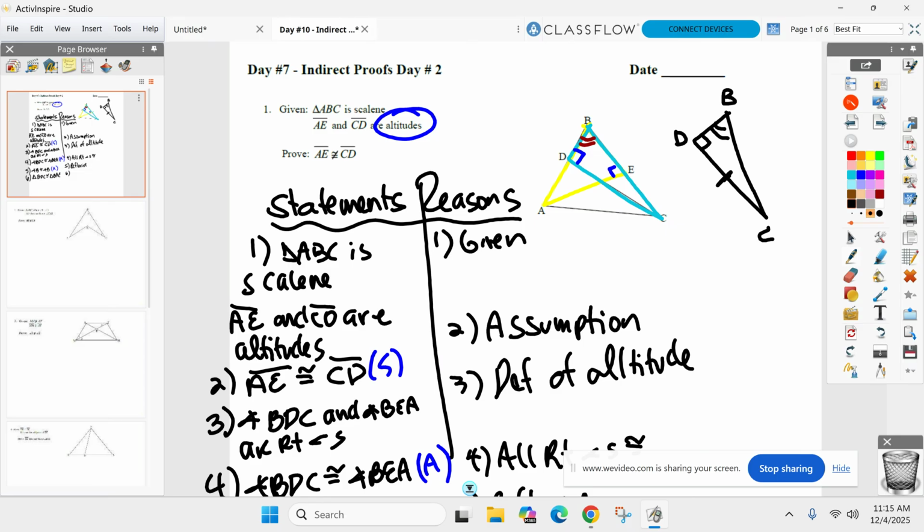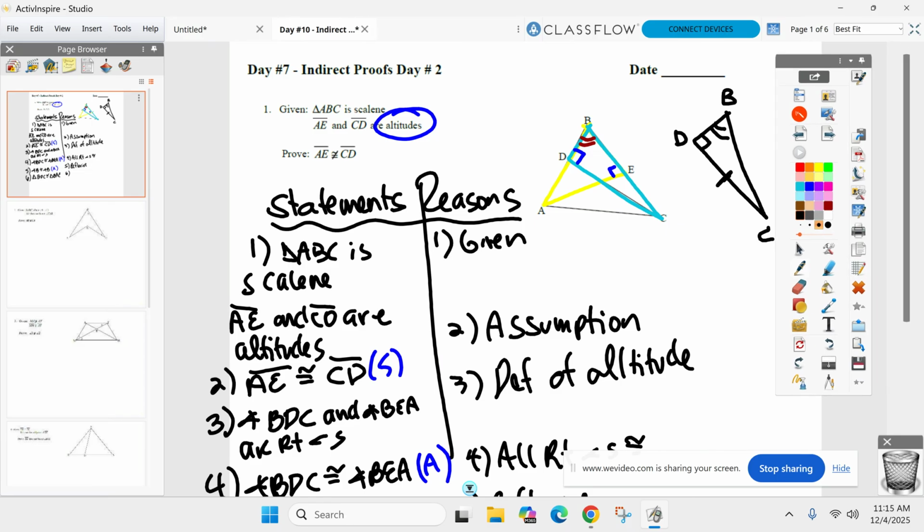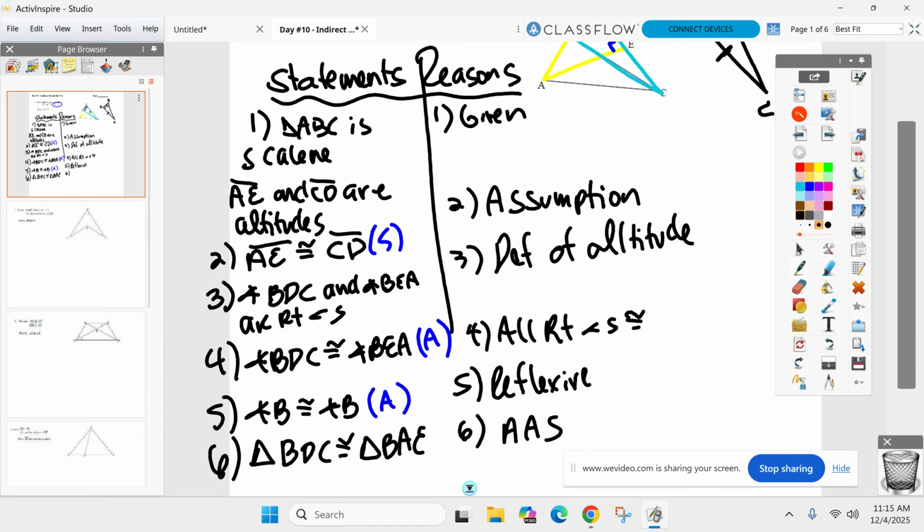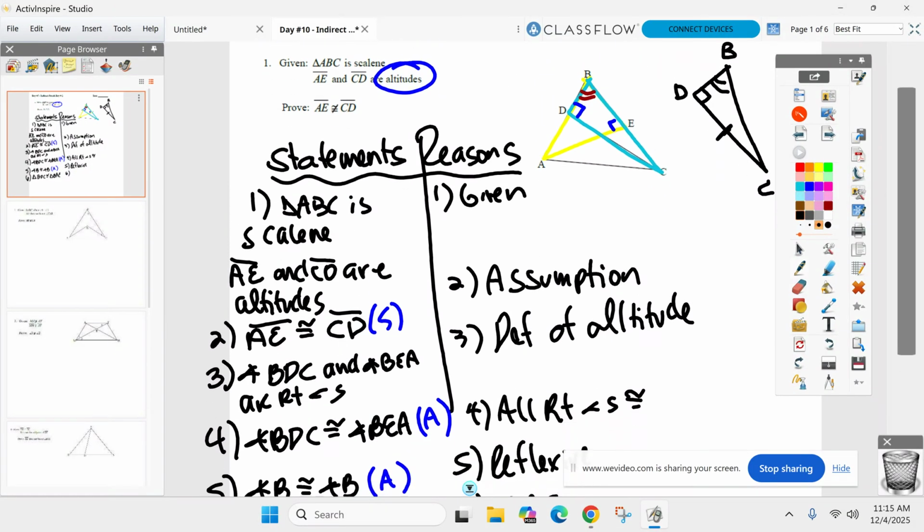You have to scroll down. It's not step 6, it's step 4, where it's the triangles. Oh, BDC. It should be BEA.